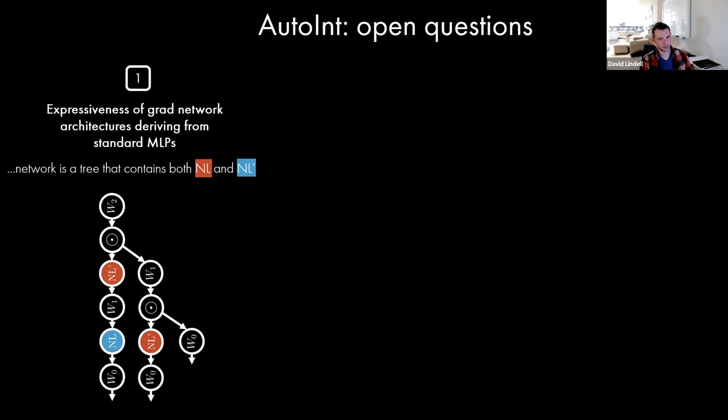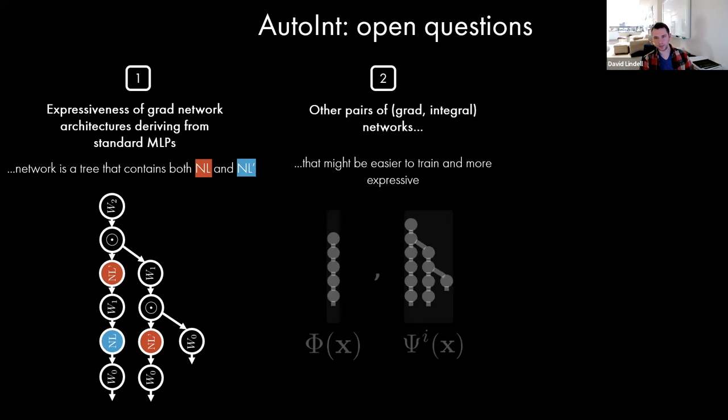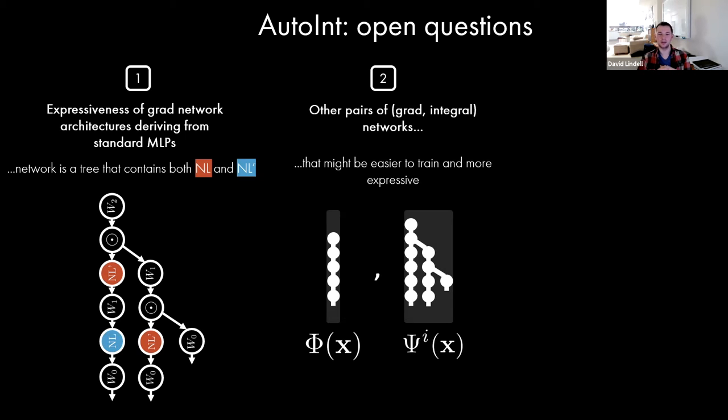have been explored fairly thoroughly by this point, grad networks are an entirely different type of architecture that definitely has not been explored as much. The architecture has both the original nonlinearity of the integral network and the derivative of the nonlinearity. It has this branching tree-like structure. So I think there are all sorts of questions of how you could make these more expressive and more powerful. And are there other pairs of grad and integral network architectures that would go together and might be easier to train or more expressive? For our integral networks, we just used a pretty simple multi-layer perceptron architecture, but there could be other possibilities.